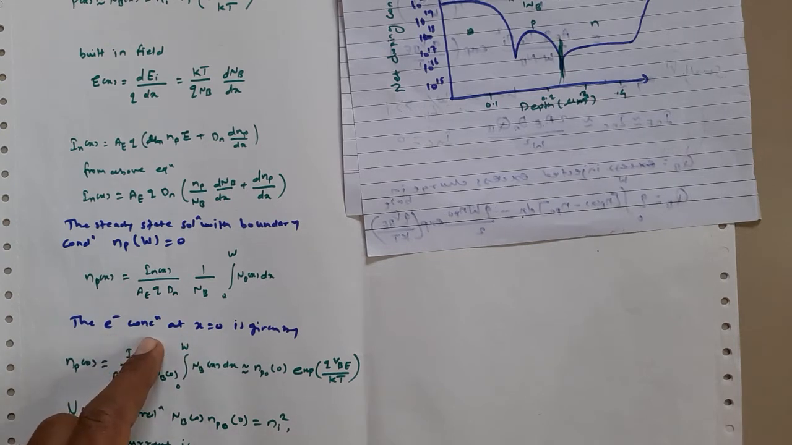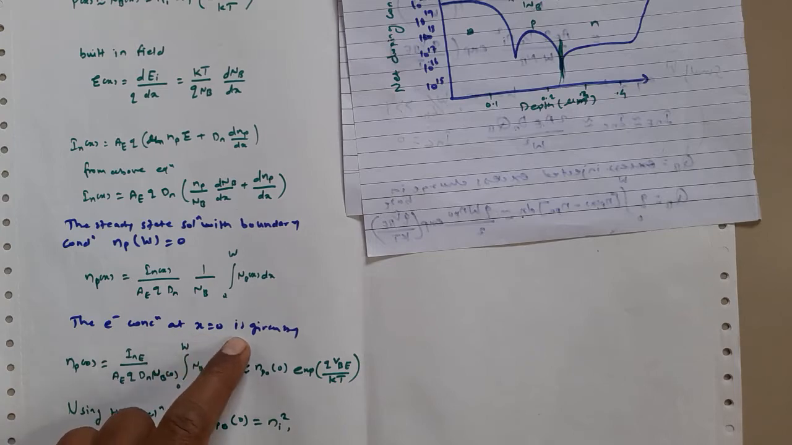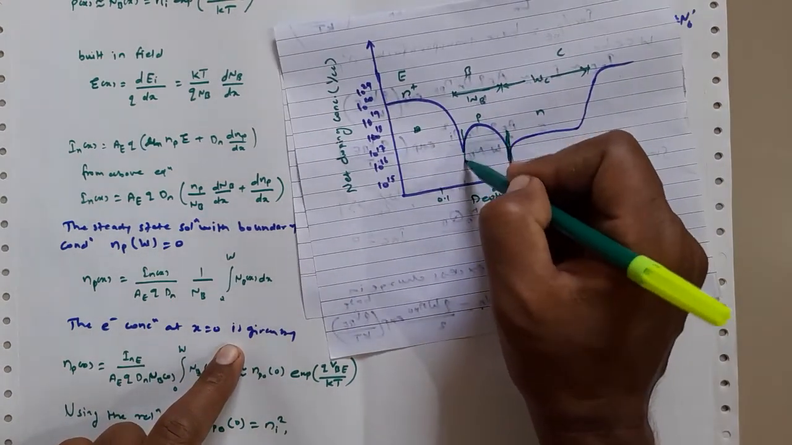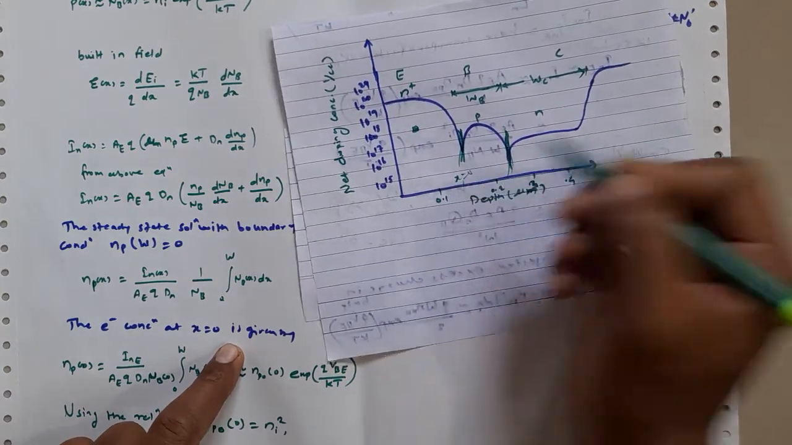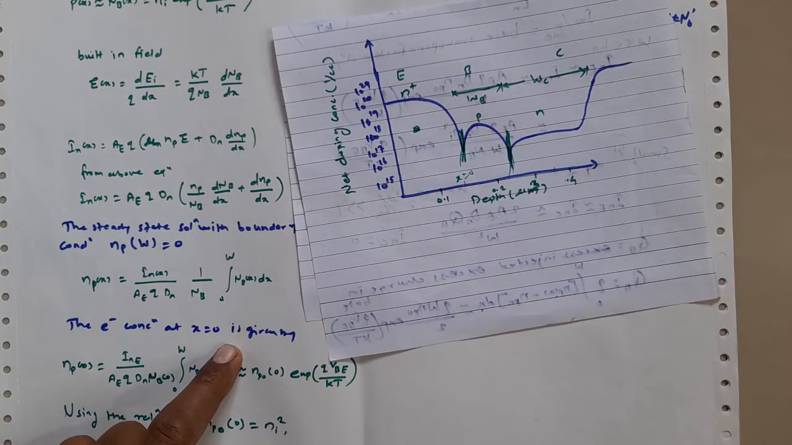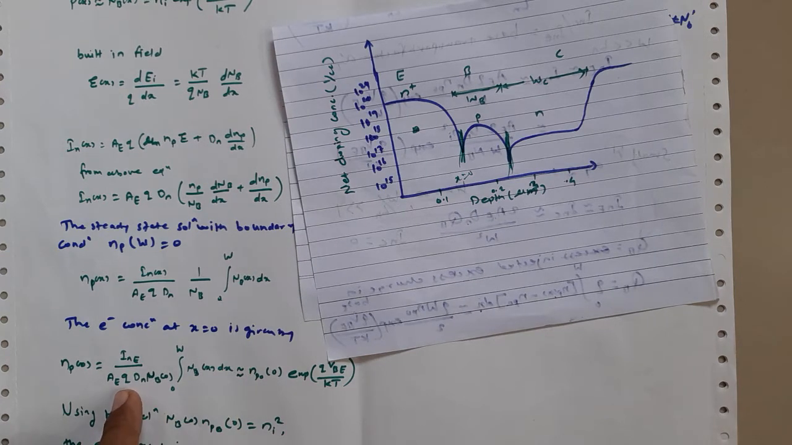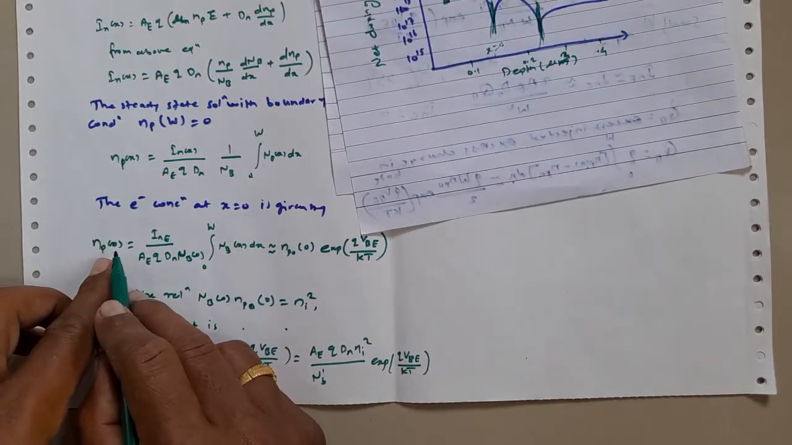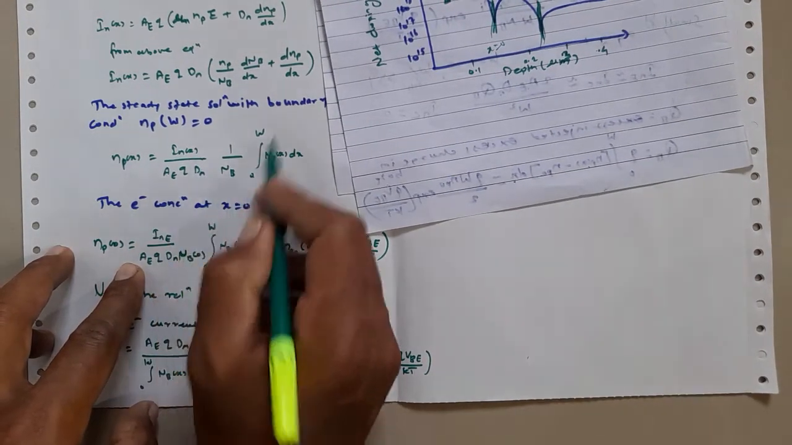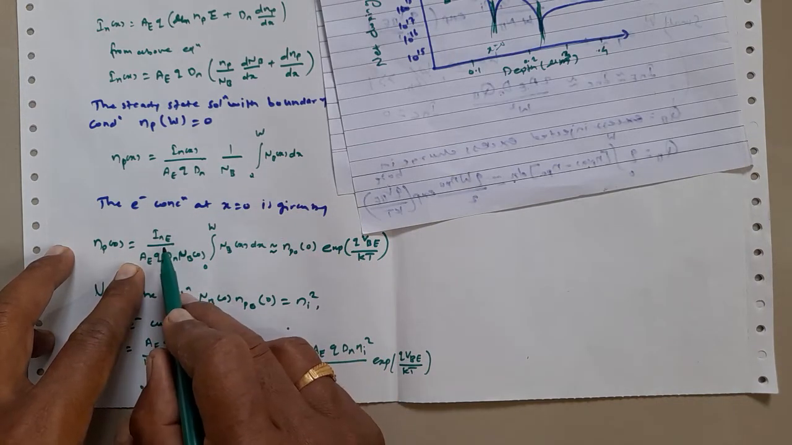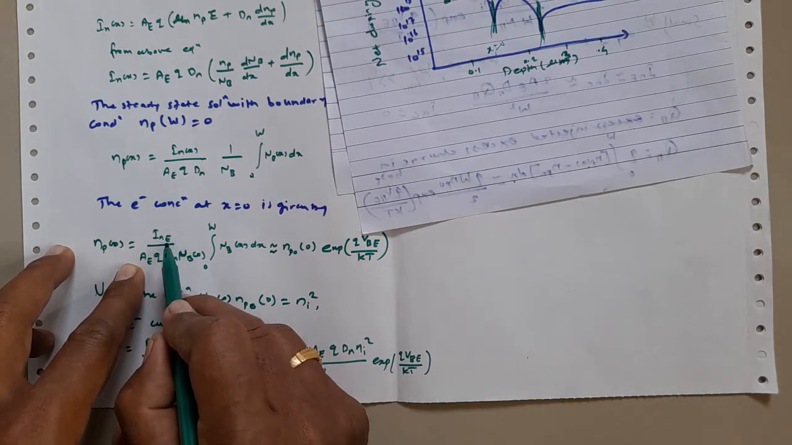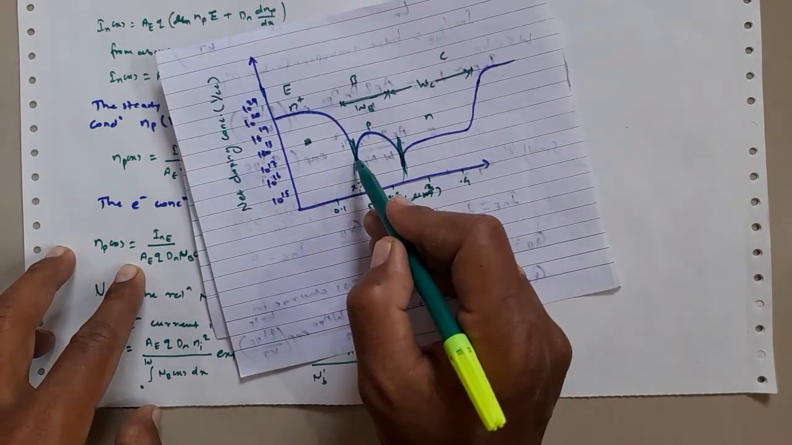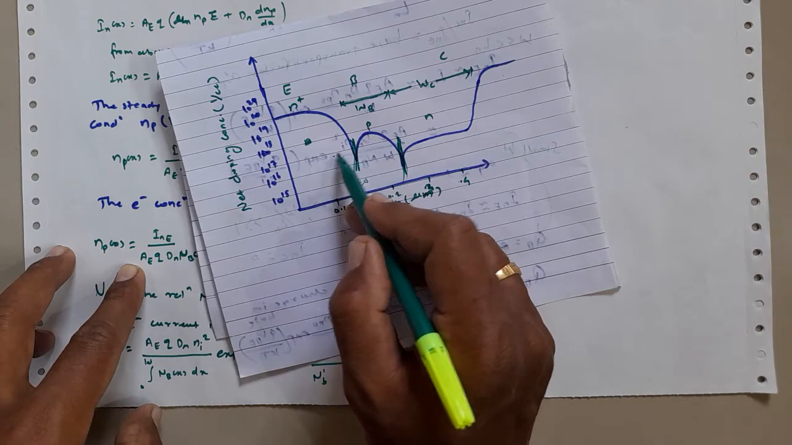Now the electron concentration at x equal to 0 is given by this equation. We are trying to substitute the value of np at x equal to 0, and understand this equation, because this is at the emitter, at the boundary between the emitter and the base.